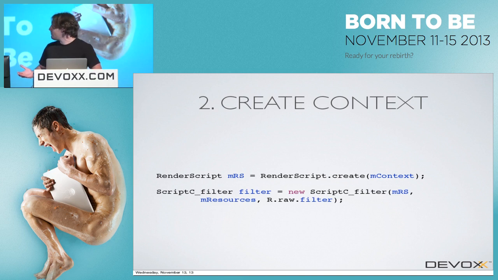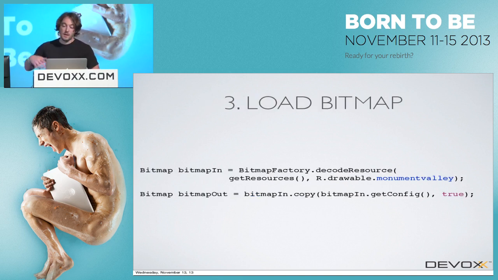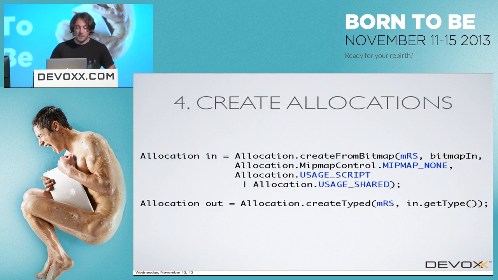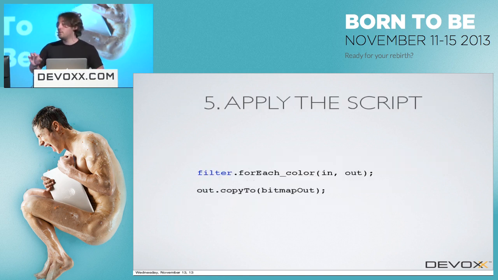Then you create a context, pretty straightforward. Here I'm allocating an instance of the filter that I just created. You see that the ScriptC_filter class is something that has been generated automatically. Then I load my bitmaps directly from the resources. Those are not just normal bitmaps. And then I create the allocations on those bitmaps. Here I'm saying, okay, make them so that they will be used by the scripts, and make them so that the memory used is the same.